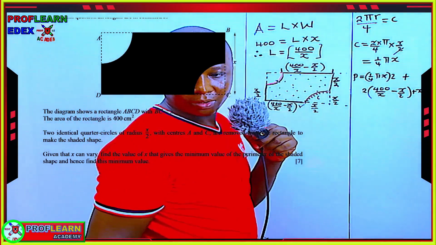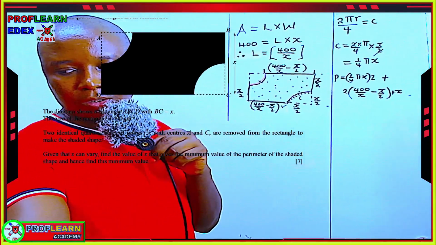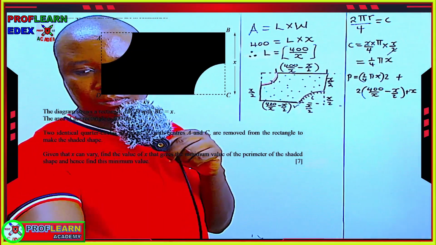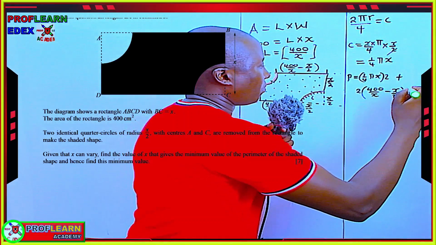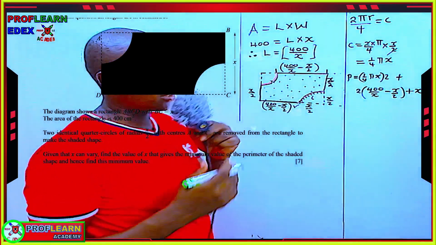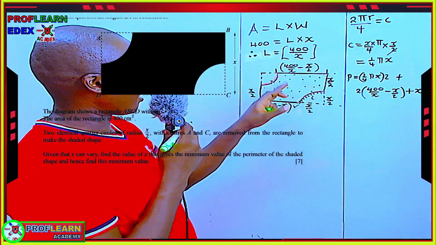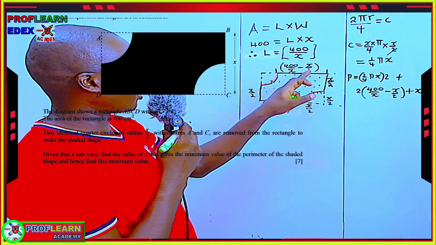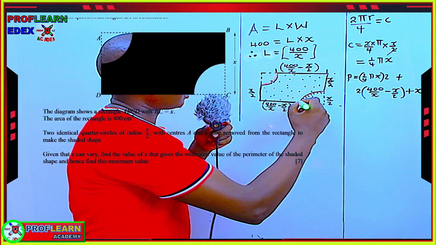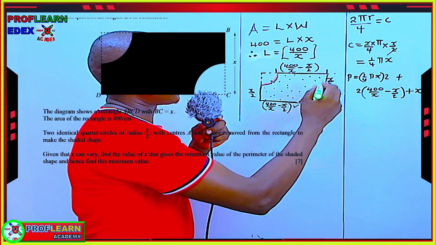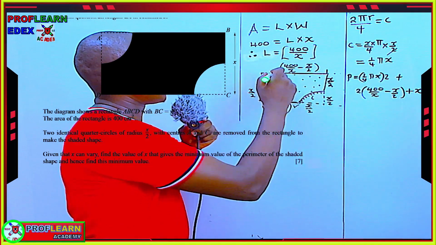I think I need to adjust the camera a little bit so that we can see some of these parts. So we are going to say now plus x. The reason I'm saying plus x is because x over 2 plus x over 2 will give us x. 400 over x minus x over 2 times 2, because there's this part and there's this part. And then this arc length here is 2 pi r, and I multiplied by 2 here because there's this section and there's this section.